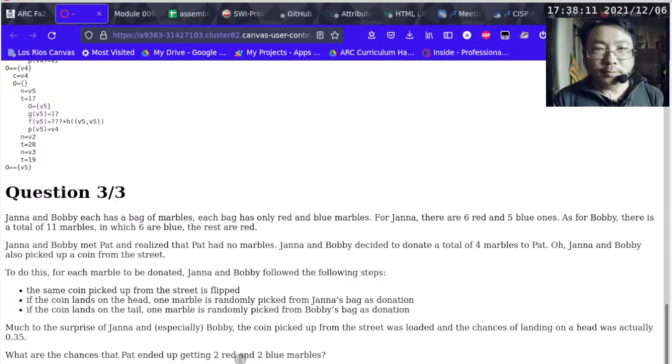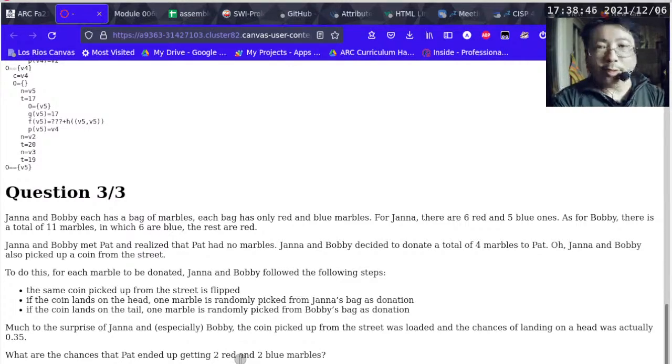So now you have to also look at the outcome of Pat ending up with 2 red and 2 blue marbles. So now you look at those 4 marbles that Pat has, and you have to ask, okay, of those 4 marbles, how many can be coming from Jana and how many can be coming from Bob? So there are 0, 1, 2, 3, 4. So there are 5 different configurations there.